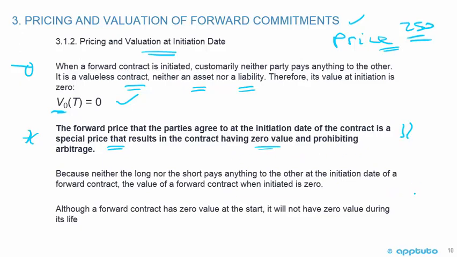Because neither the long nor the short pays anything to the other at the initiation date of a forward contract, the value of a forward contract when initiated is 0, okay? I think we're clear on that by now. Although a forward contract has 0 value at the start, it will not have 0 value during its life.